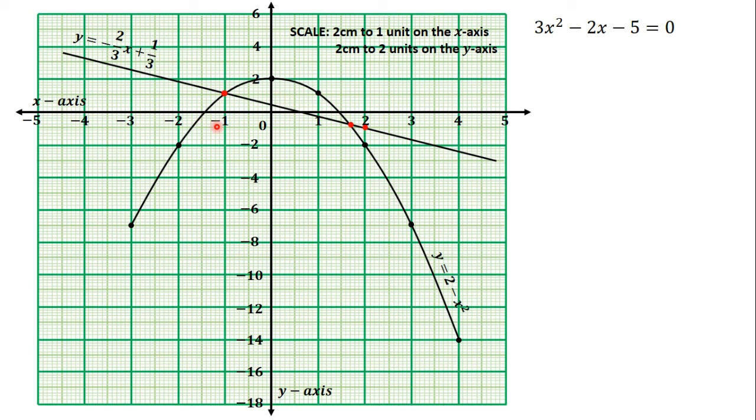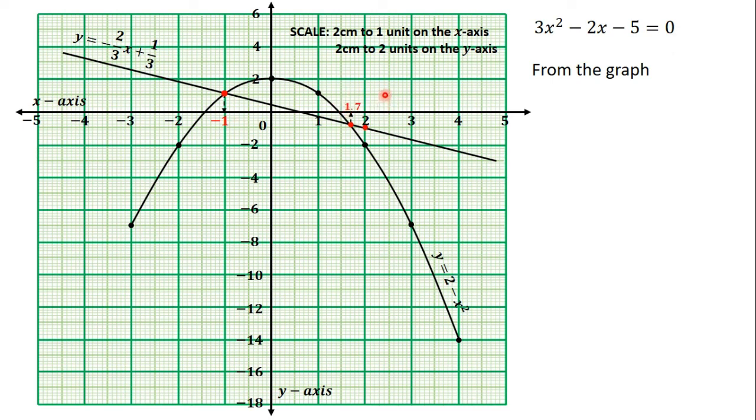So to get the first solution, we will trace the first point to the x-axis. When I trace it to the x-axis, I'm getting minus 1. So minus 1 is the first solution. To get the second solution, we will trace the second point to the x-axis. When I trace it to the x-axis, I'm having 1.7. So from our graph, the solution of the quadratic equation 3x squared minus 2x minus 5 is equal to 0 is minus 1 or 1.7.